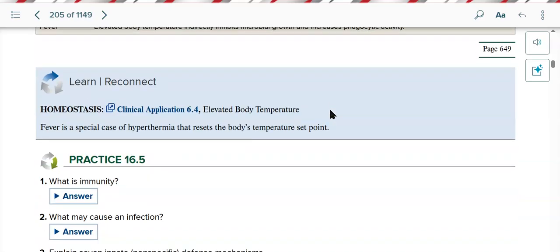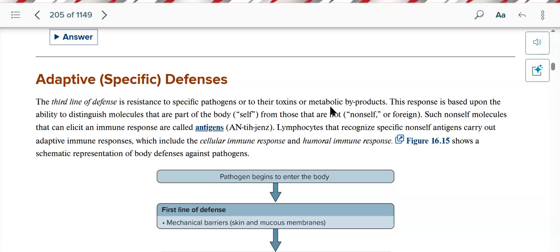All right. The next section is about the adaptive or specific defenses. And since we've already done between 15 and 20 minutes here, I'm going to stop here and pick up in the next video.